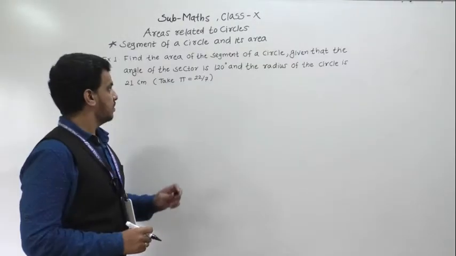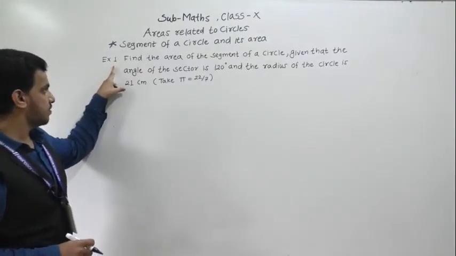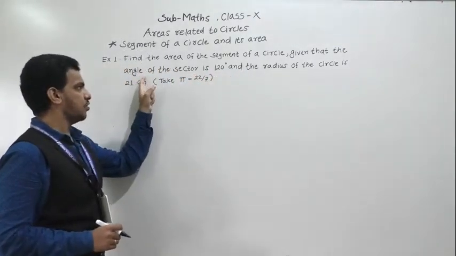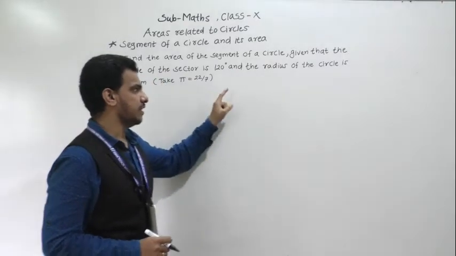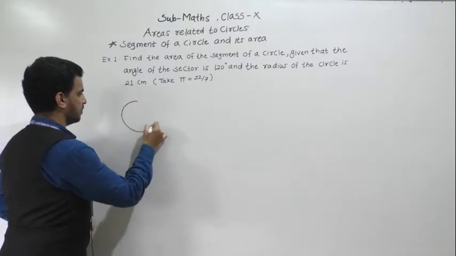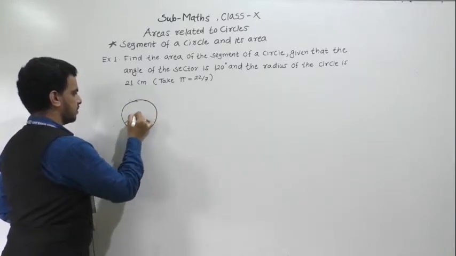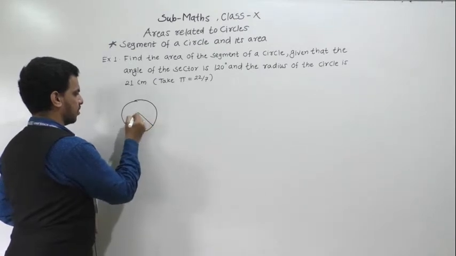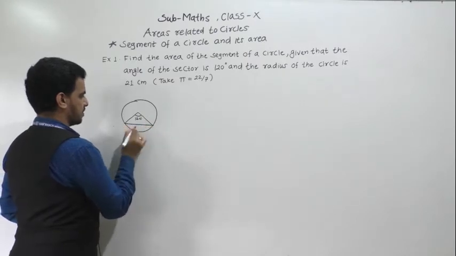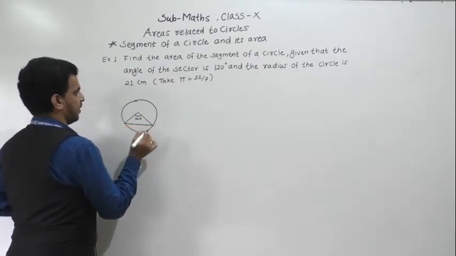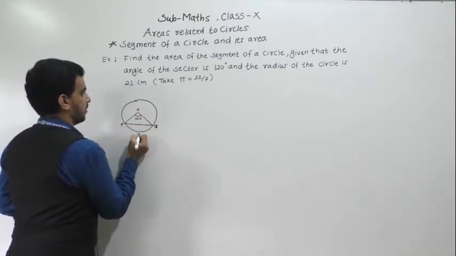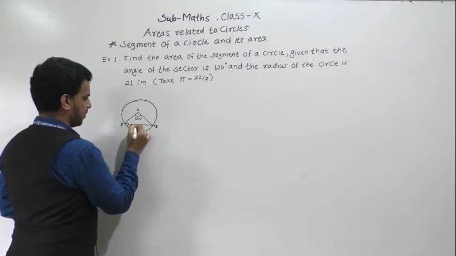The first example is: find the area of the segment of a circle given that the angle of the sector is 120 degrees and the radius of the circle is 21 centimeters. The diagram is like this. This is a sector having angle 120 degrees. This is the segment, and we have to find the area of this segment.